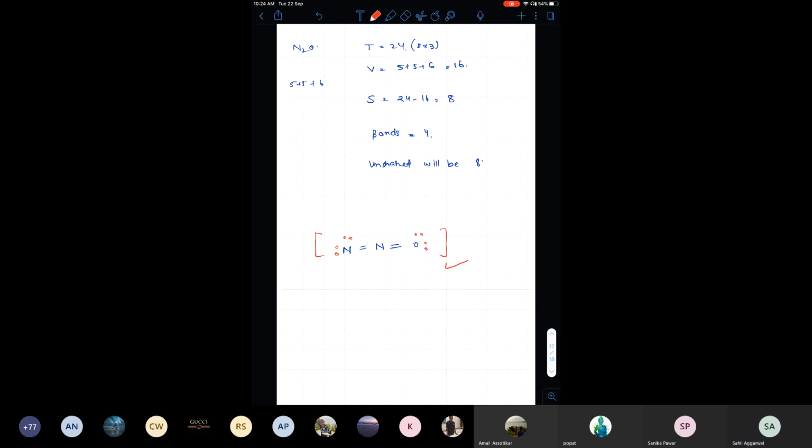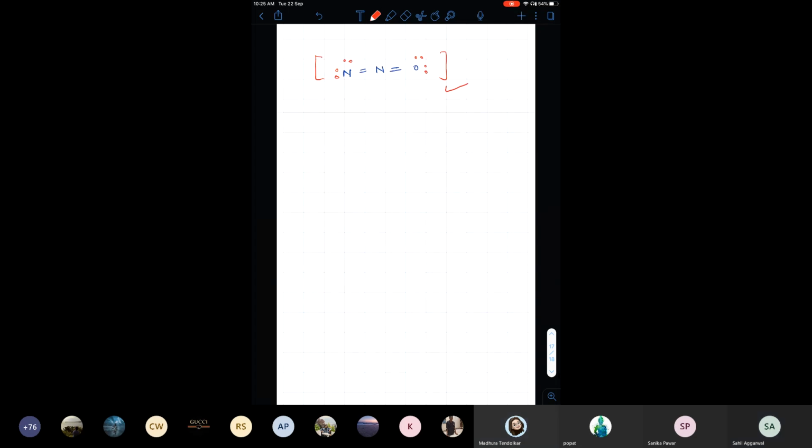Understood? Any doubt in the structure? Shouldn't it be a triple bond on one side? It can be, but we'll prefer 2-2 first. If you want, I can make that also, but we'll prefer 2-2 first. Definitely, we can have that also.